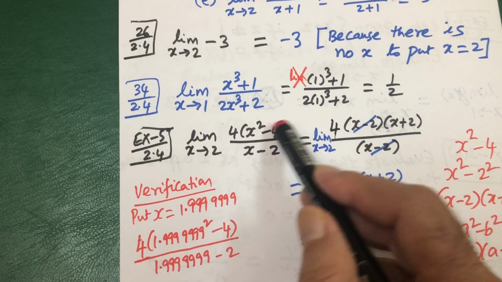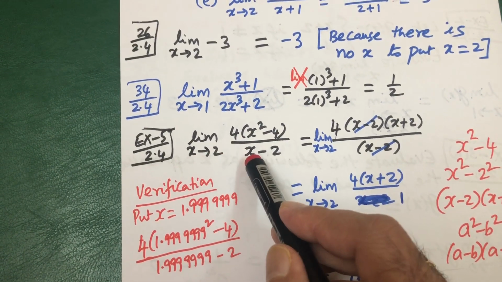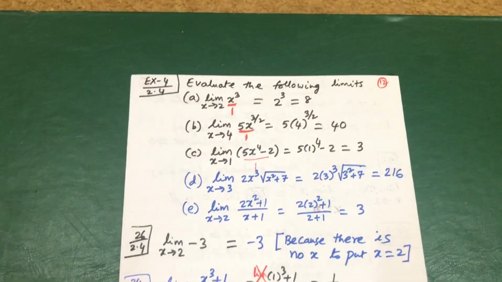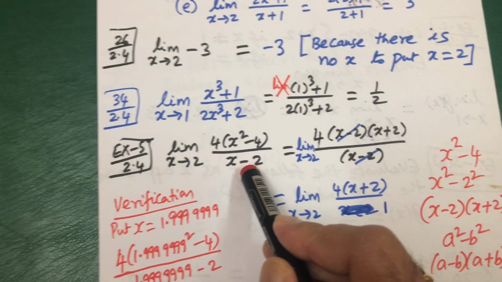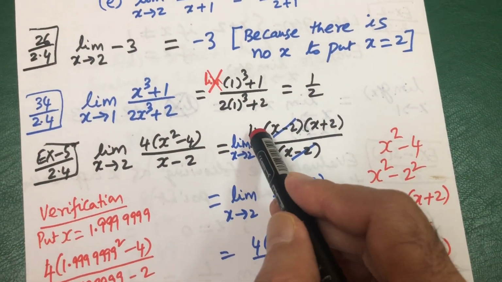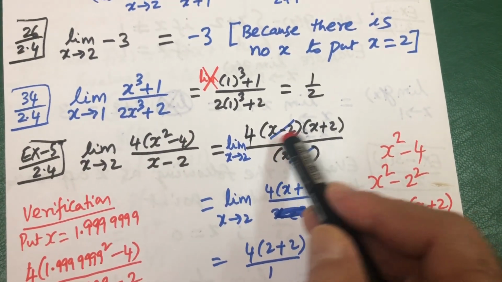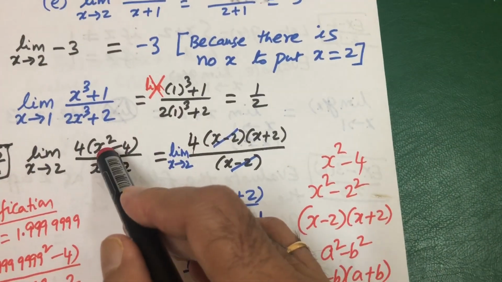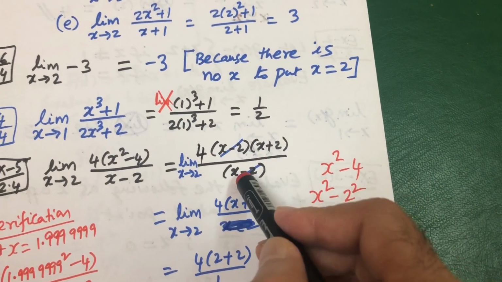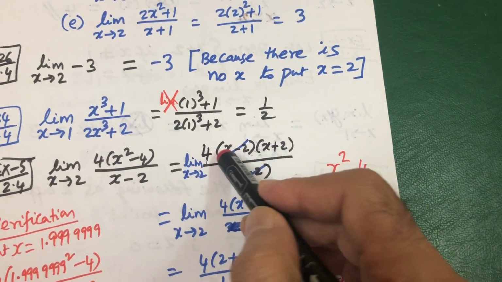So here, 4x square minus 4 over x minus 2, I will put x equal to 2. When I put x equal to 2, 2 minus 2 is 0, the denominator is becoming 0. So what I do is limit x tends to 2, 4, x minus 2, and this x square minus 4, I write x minus 2 multiply x plus 2. Then it will cancel automatically. Then there is no denominator, I will get 1. These two will cancel and I get 1.